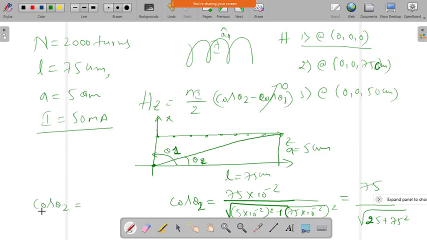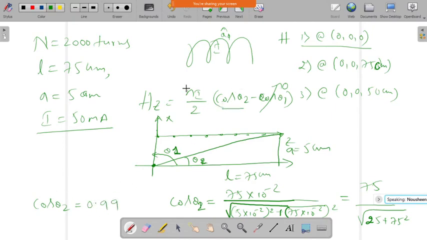So what is the value of cos theta 2? See here, the denominator is more compared to the numerator, so we can probably calculate cos theta 2. It is 0.99.